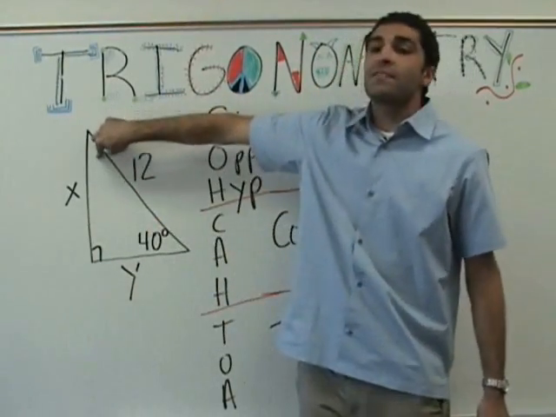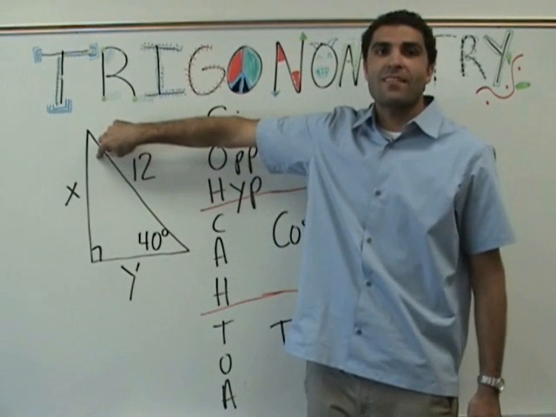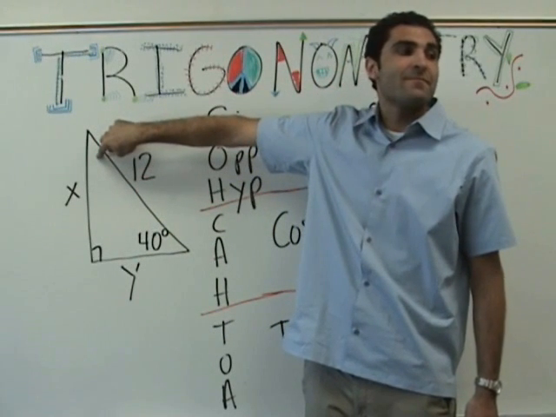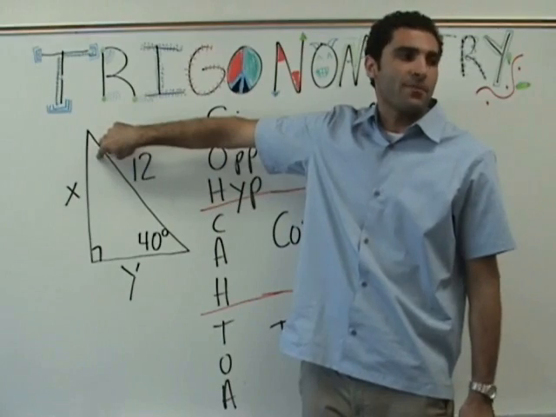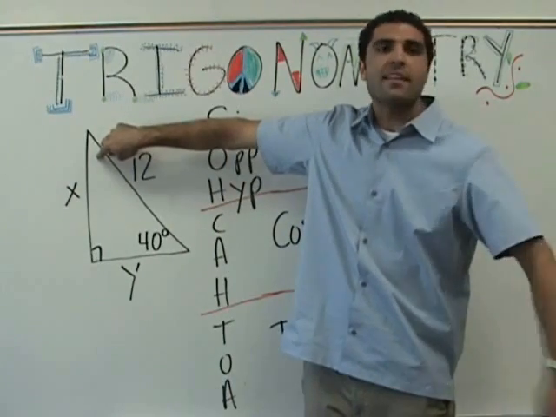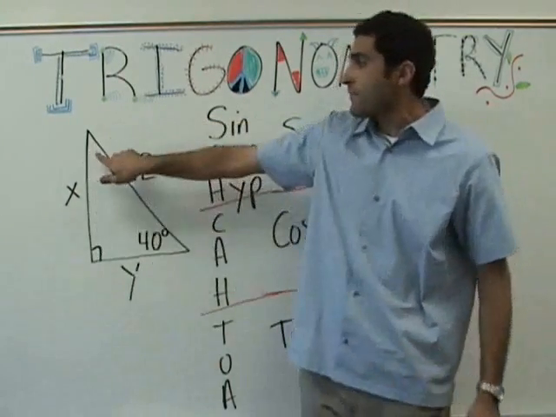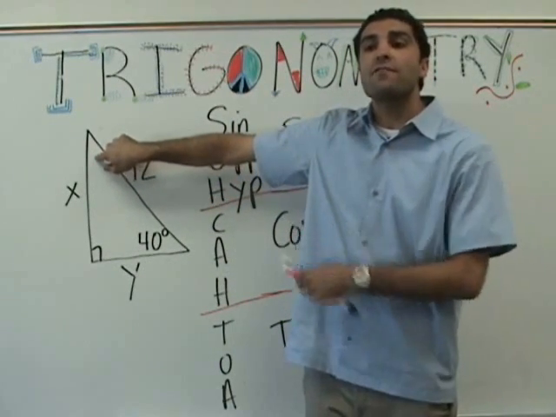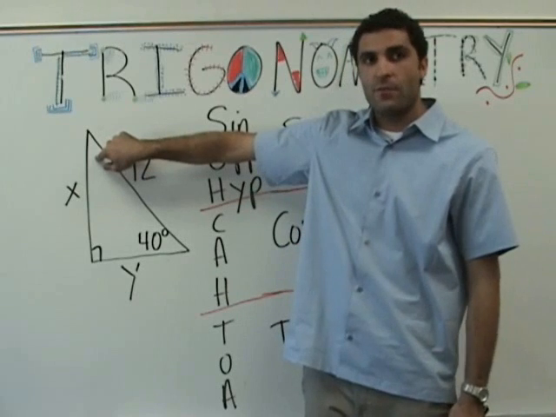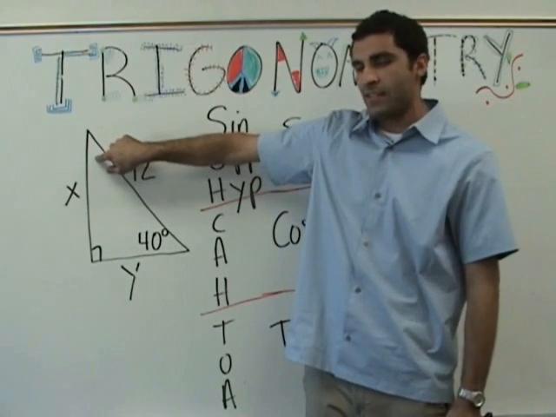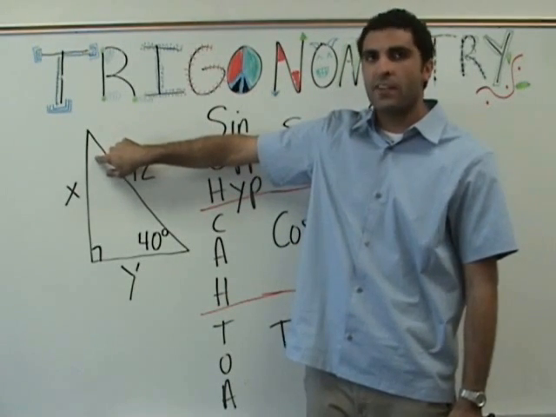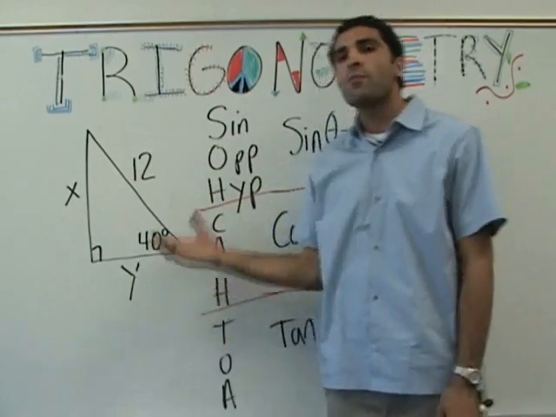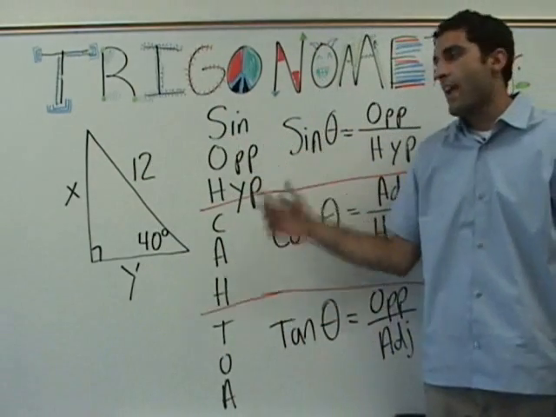What's this other angle going to be? 40 plus 90 is 130. All triangles add up to 180, so this is going to be 50. So if we're talking about this angle, what is opposite to 50? Y. What is adjacent to 50? X. What is the hypotenuse? 12. Very good. So let's pick one of these trig functions and solve.